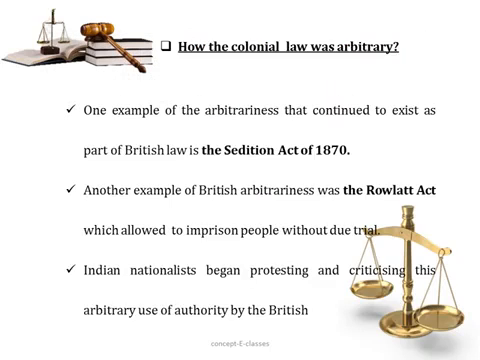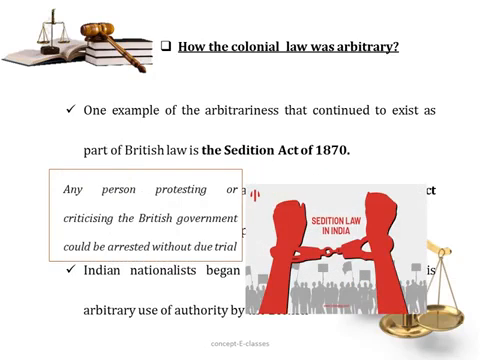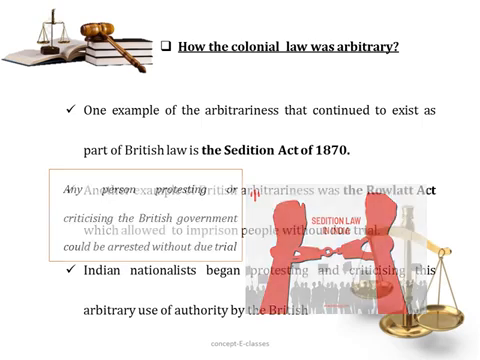So let's discuss the claim of how the colonial law was arbitrary. One example of this arbitrariness that continued to exist in British law is the Sedition Act of 1870. According to this act, any person protesting or criticizing the British government would be arrested without any trial. According to the British government, many rebellions and resistance took place, and under this act, they did not need any evidence to arrest a person, and they could arrest and detain any person they wanted without any trial. So the Indian nationals found this act very arbitrary.